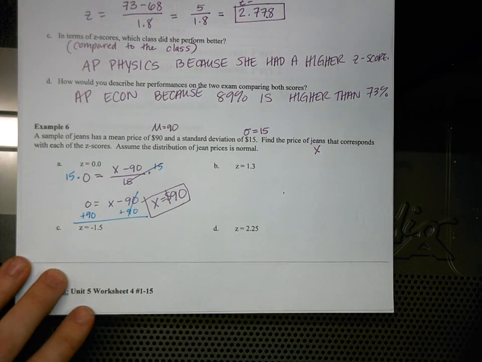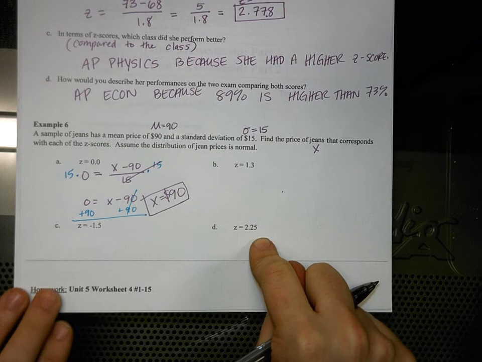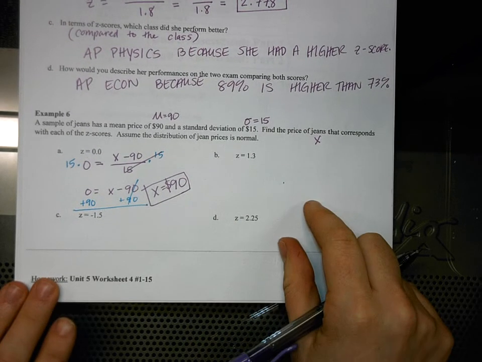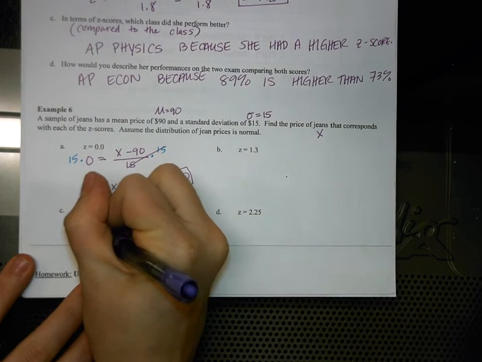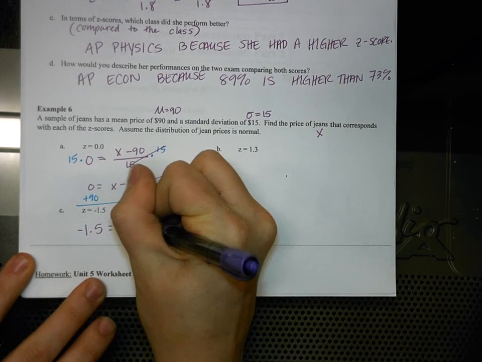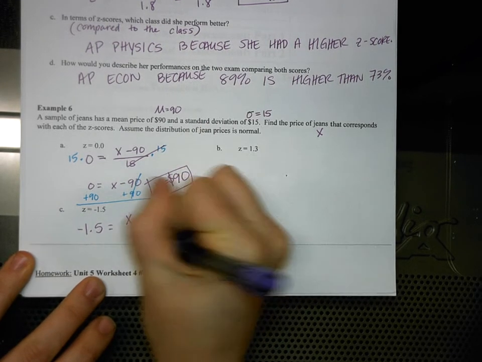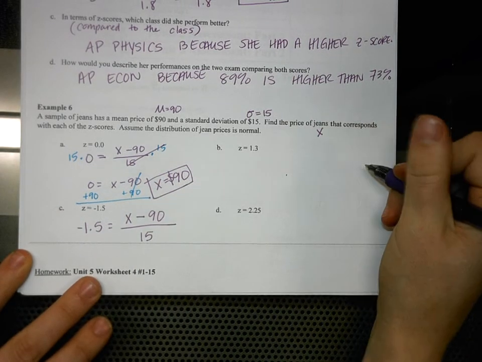You need to solve the next 3 problems either in your groups or on your own. Please make sure you're setting your z-score equal to the price minus 90, which is the mean, over the standard deviation of 15, and do that for all of them. Your homework's on the board.